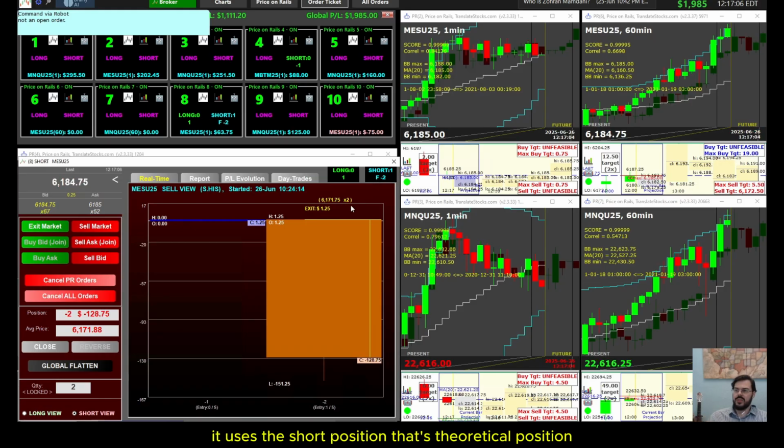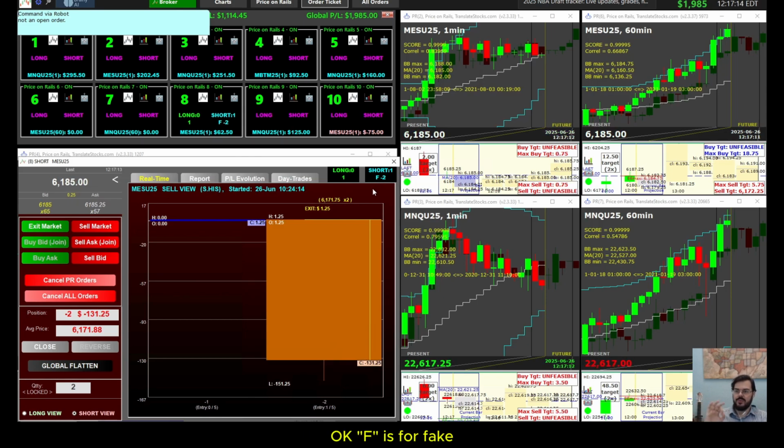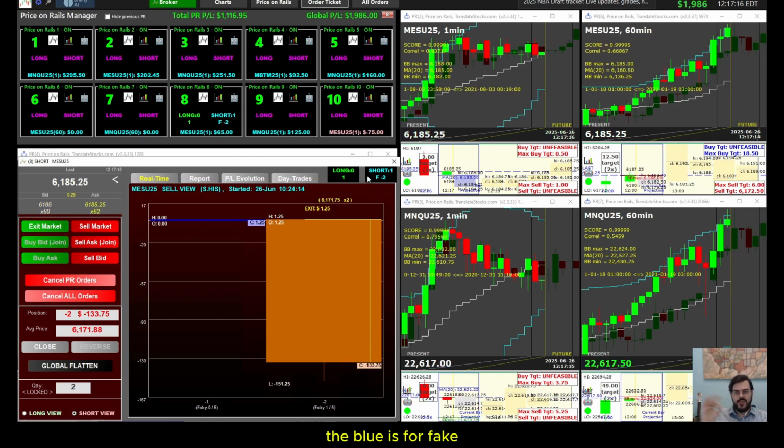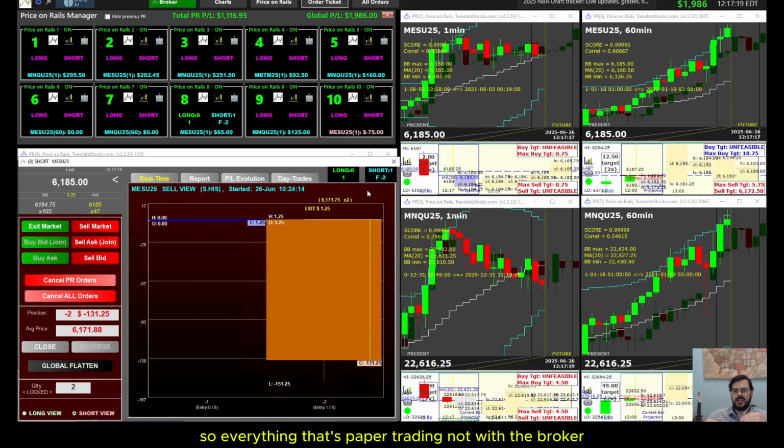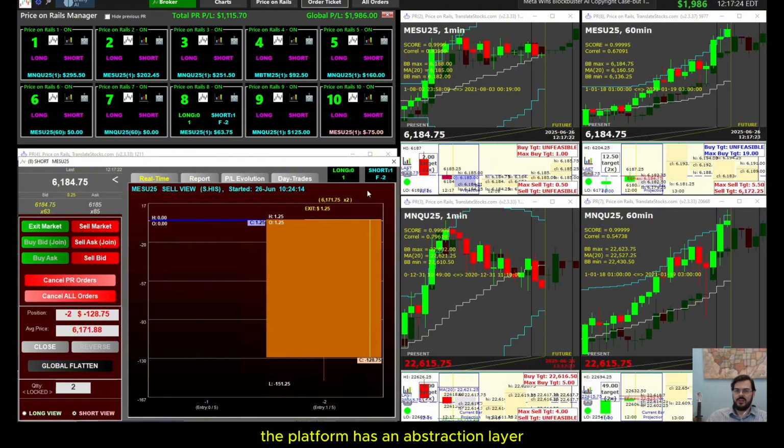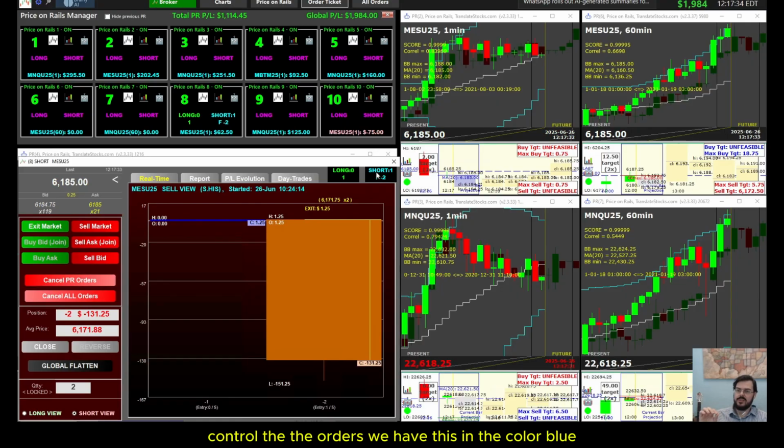The convex trade uses the short position, that's a theoretical position. The F here is because it's a fake trade, F is for fake. The blue is for fake. So everything that's paper trading, not with the broker, but with the platform itself. The platform has an abstraction layer of a paper trading broker built in inside the software, using market data to control the orders. We have this in the color blue.